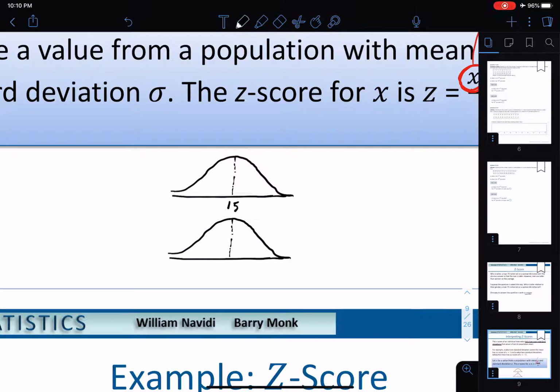So let's say that here's a population and they said the mean was 15 and the standard deviation was, let's just say, 5. So if you remember the empirical rule, if you go one standard deviation above and below, that gives you a certain amount of the data. And I'm going to try that again. This is going to be a long video if I don't hurry up here.